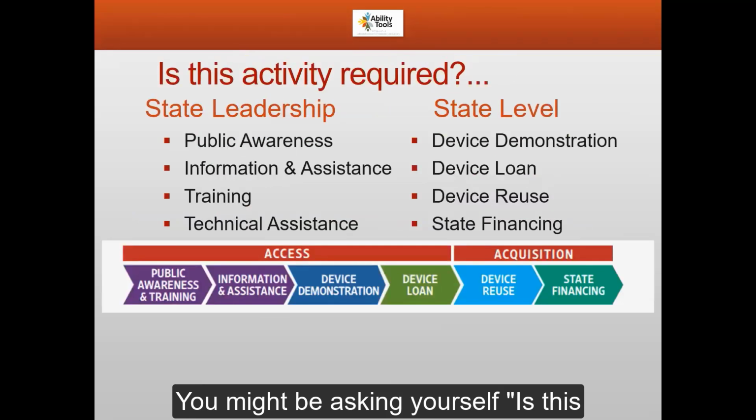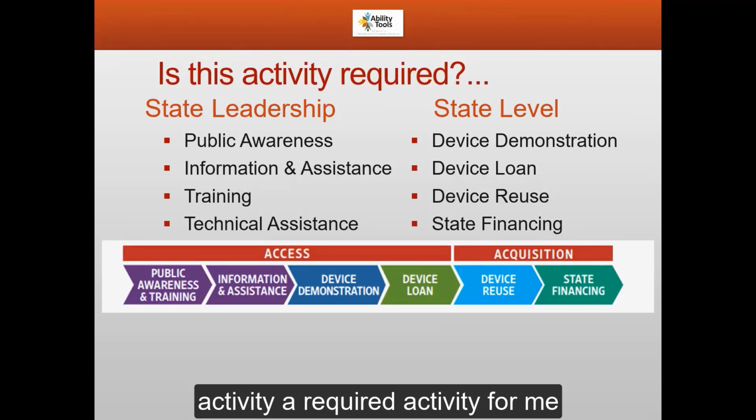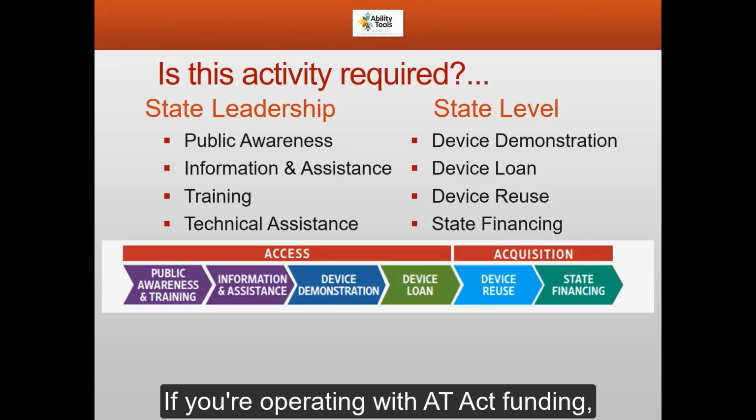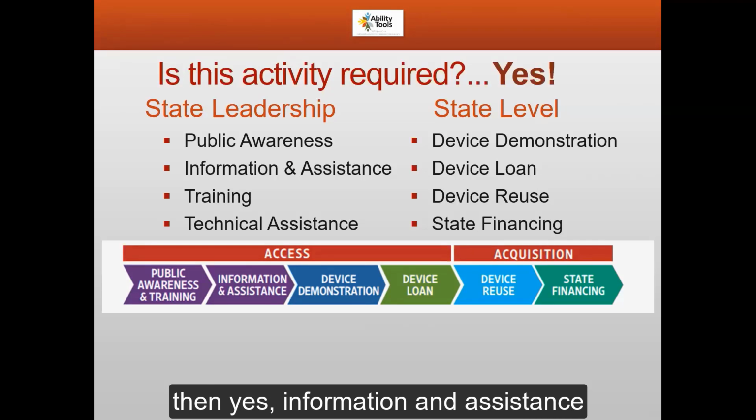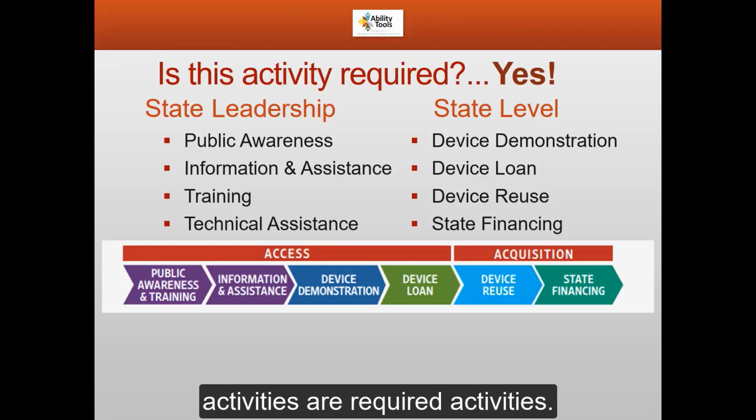You might be asking yourself, is this activity required activity for me to perform? If you're operating with the AT Act funding, then yes, information and assistance activities are required activities. Information and assistance activities exist within the state leadership category, and all activities within this category are designated with the intention of facilitating a consumer's access to assistive technology.